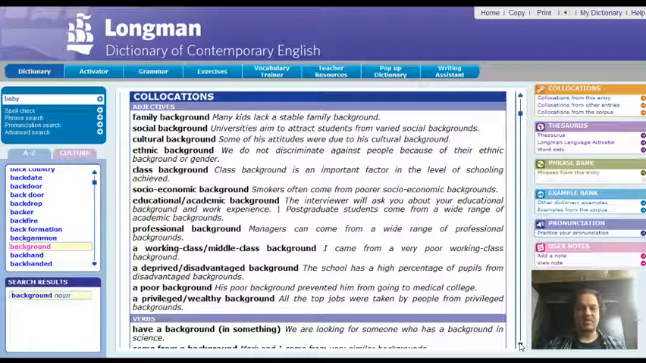A working class, middle class background. I came from a very poor working class background. A deprived, disadvantaged background. The school has a high percentage of pupils from disadvantaged backgrounds. A poor background. His poor background prevented him from going to medical college. A privileged, wealthy background. All the top jobs were taken by people from privileged backgrounds.